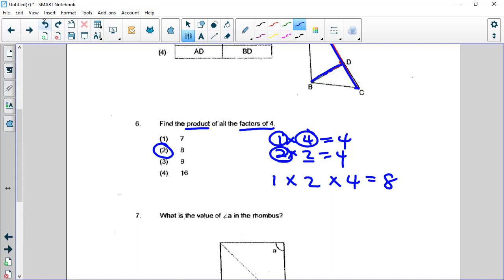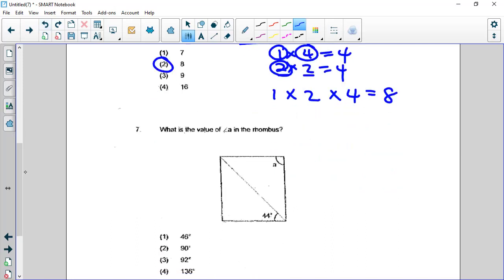Okay, question 7. This is the one. What is the value of the rhombus? If you never read carefully, you never underline, you will think that it's a square. And then because you think it's a square, immediately you put 90 degrees. So the answer is wrong. Why is it wrong? Because you didn't realize that it's a rhombus. So rhombus means what? A rhombus may not be a square, right?